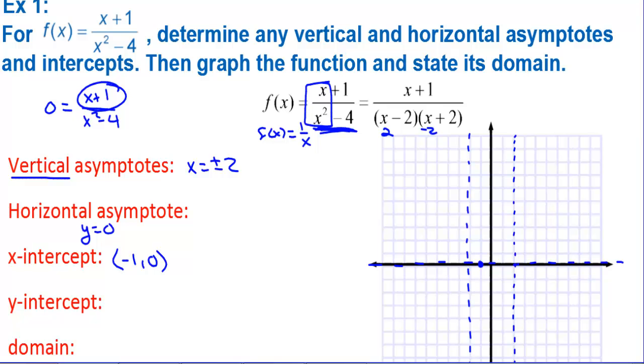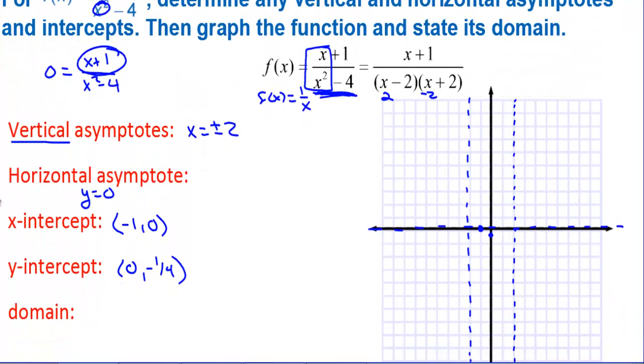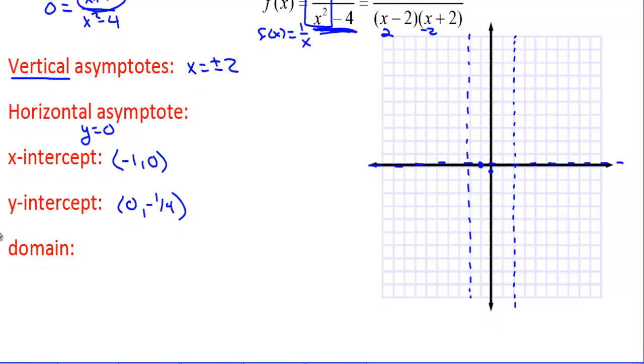For the y-intercept, we plug 0 in for x. So if we plug zeros in for x up here, we get negative 1/4. So we have 0, negative 1/4. So negative 1/4 down there. We'll talk about the domain once we get this thing graphed.